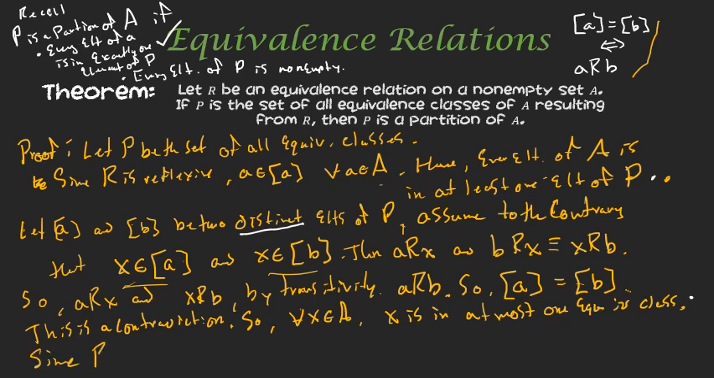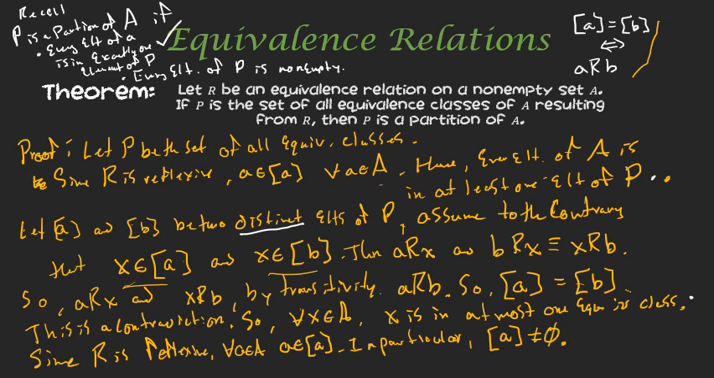Since R is reflexive, for all A in A, A is in the equivalence class containing A. In particular, each equivalence class is non-empty. So these two together, right, these tell us that every element is in exactly one equivalence class, and this tells us that there are no empty equivalence classes. And that means we have a partition.